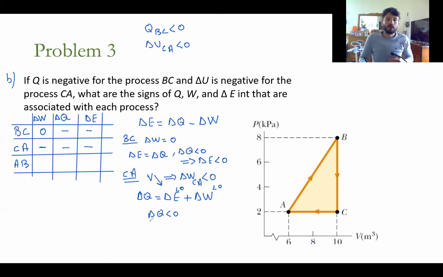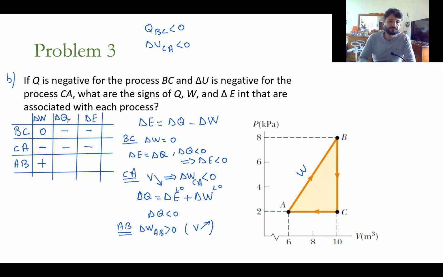Okay, we come to the process AB. In the case of AB, we increase the volume from the point A to the point B. So omega must be positive. So d omega AB is positive. Why? Because volume increases.